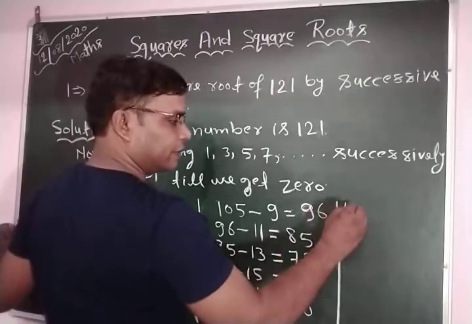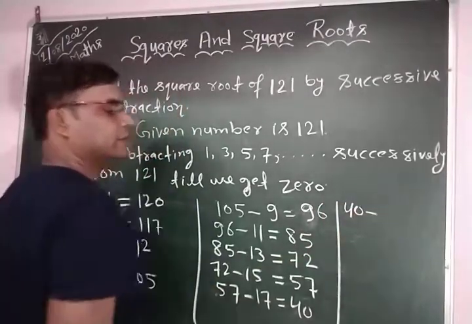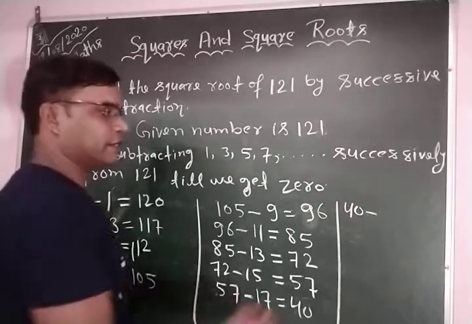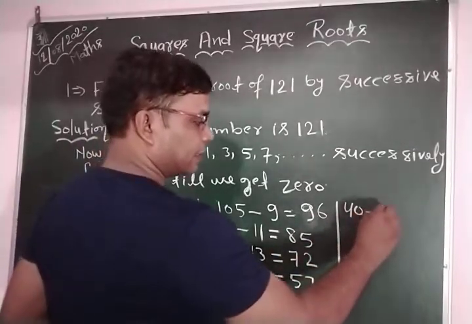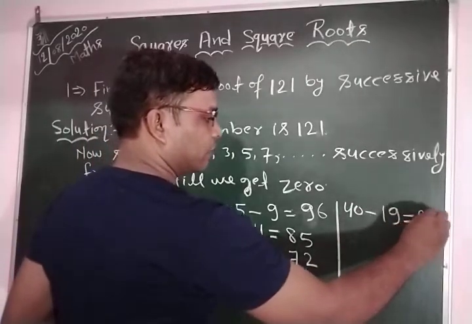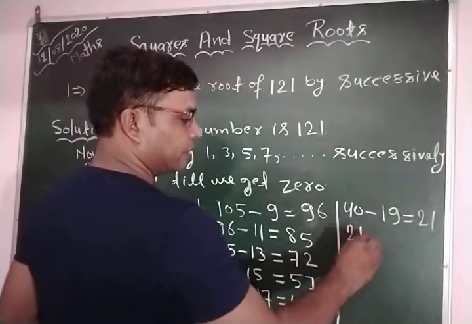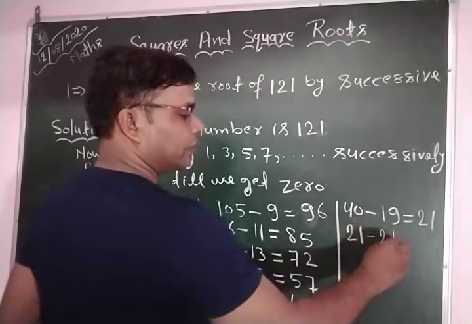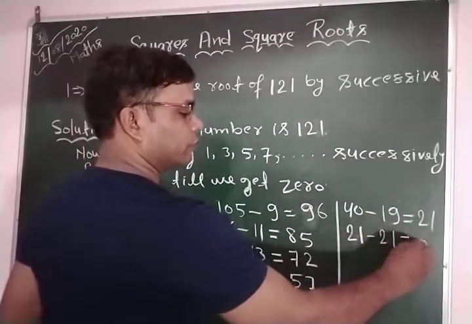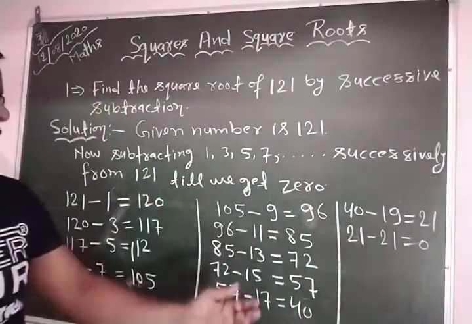Of this, 40 minus 19. Next odd number is 19. Then we have 21, so 21 minus 21. Next odd number is 21. This is equal to 0.